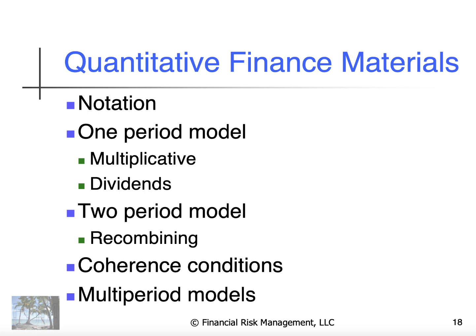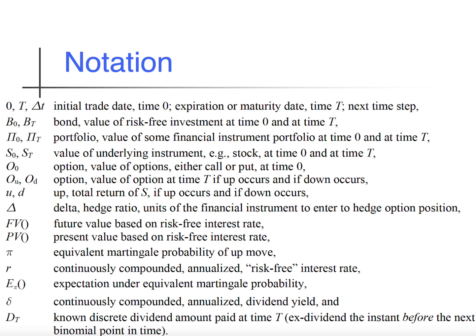Now that we dive into the quantitative finance materials, we're going to go deep into the one-period model as well as a two-period model. There'll be a lot of notation that's important to get straight in order to understand these models. And so I would encourage you to take some time to get familiar with the notation. Basically, there's an initial trade date. There's the expiration or maturity date, and there's the size of a time step, depending on how refined the binomial lattice is. We could have a zero coupon bond, the value of a risk-free investment at time 0 and time t, some sort of portfolio value, depending on our trading strategy.